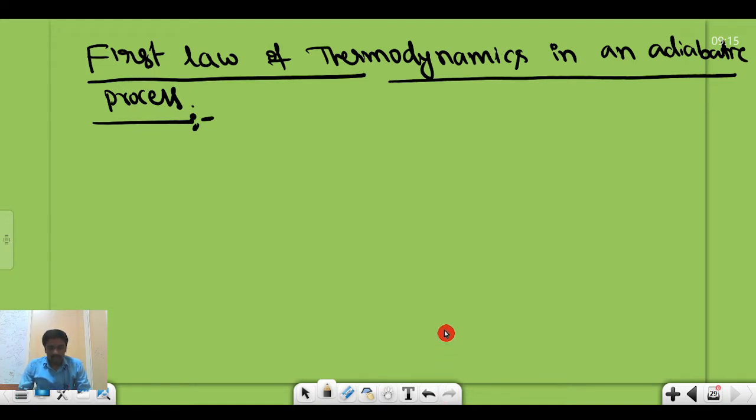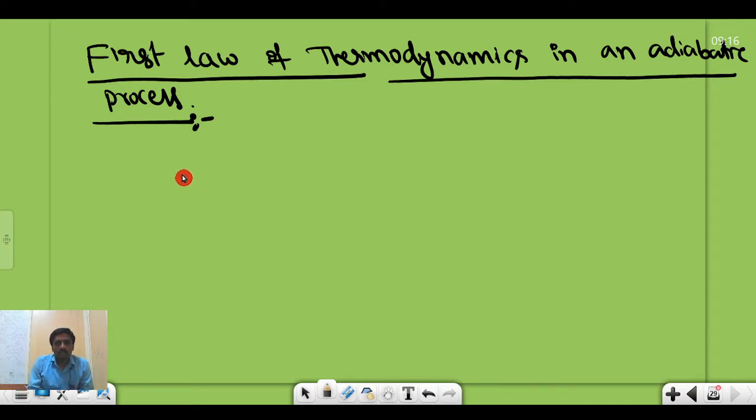In the last class, we derived the equation for the work done in the adiabatic process in terms of P and V, and in terms of temperature also. Now today our goal is to cross examine what happens to the first law of thermodynamics in the adiabatic process.